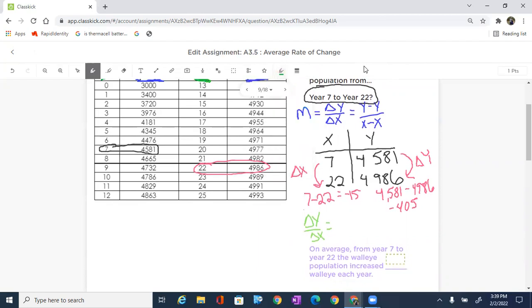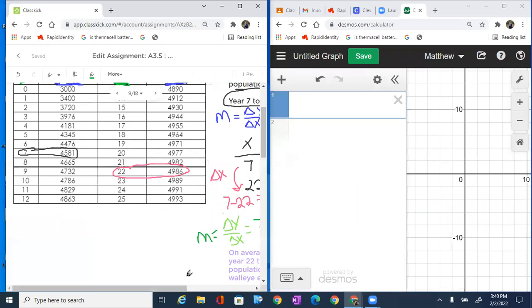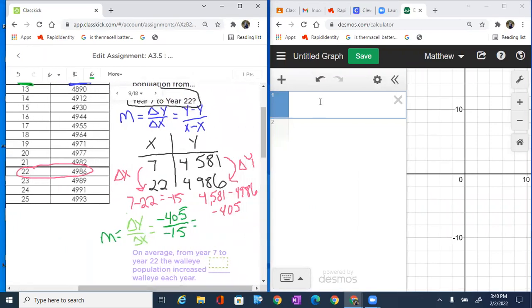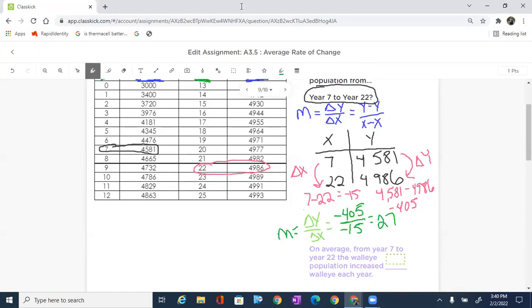So notice what happens. I say m equals the change in y. Change in y was negative 405 over the change in x, which is negative 15. Okay, so let's go ahead and just type that in. So we've got the change in y, which is negative 405. We're going to divide it by negative 15. You'll notice that the answer comes out to be a positive 27. Okay. So our slope, or our average rate of change, on average from year 7 to 22, the walleye population increased by 27 fish per year.